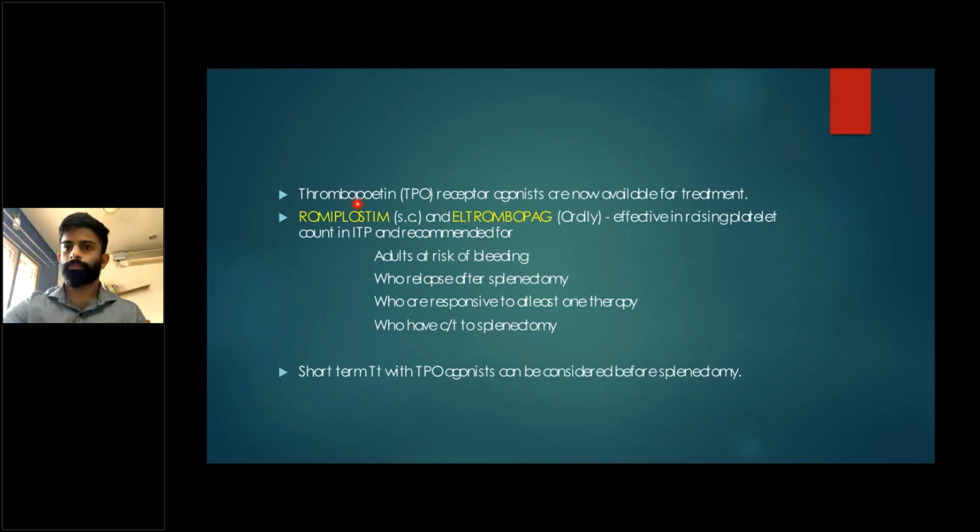You can give thrombopoietin receptor agonists. Short-term treatment with TPO agonists can be considered before splenectomy. Sorry, before splenectomy. So before doing splenectomy, you can consider this drug also.